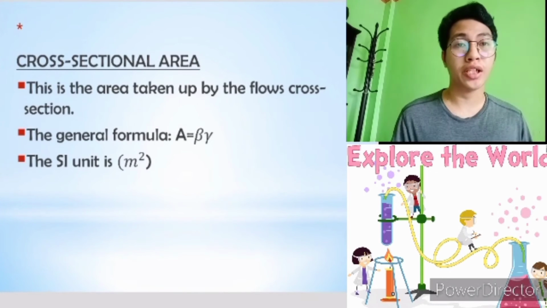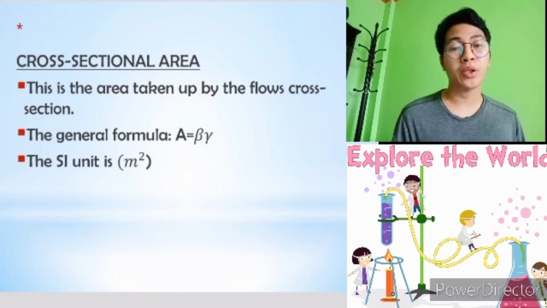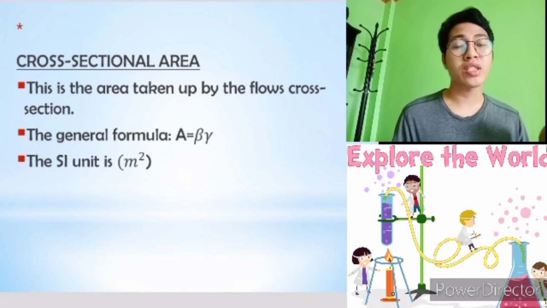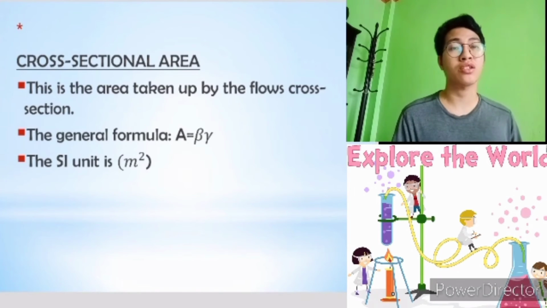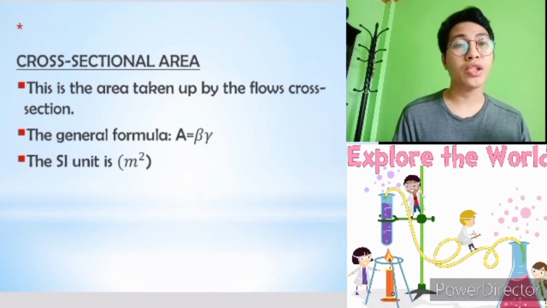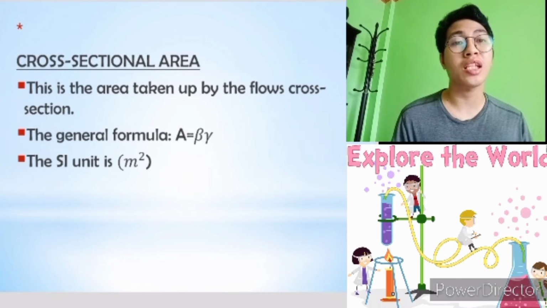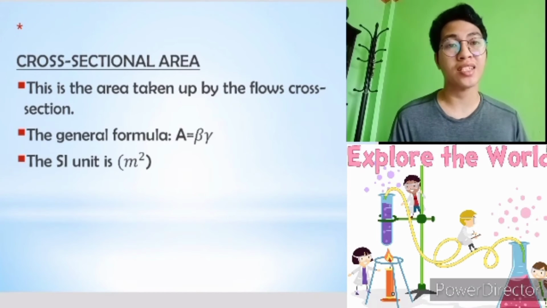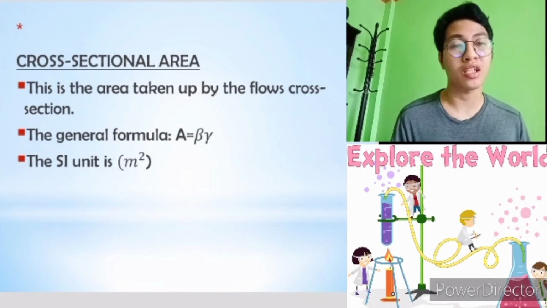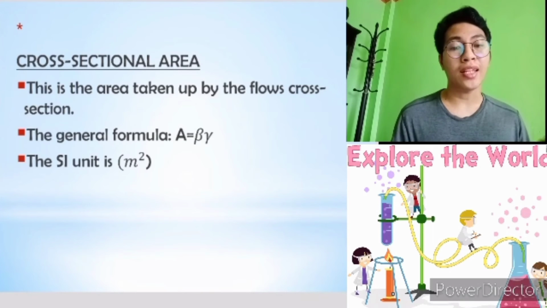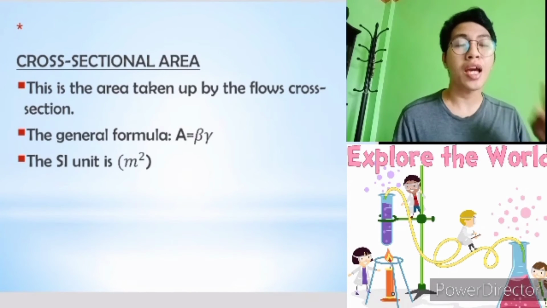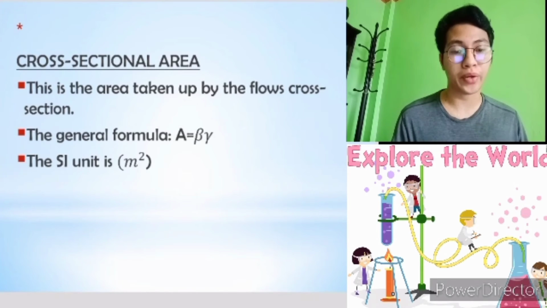So, the last parameter in studying the flow is what we call cross-sectional area. So, when we say cross-sectional area, this is the area taken up by the flow's cross-section. So, basically, ang pinaka-idea nito, ito daw yung spaces na fini-fill up or tinitaking up ng fluid habang dumadaan siya sa isang pathway, pipe, or container. So, cross-sectional area has a general formula na A equals to B multiply Y. And the SI unit or International Unit System of cross-sectional area is meter to the second power or meter squared.